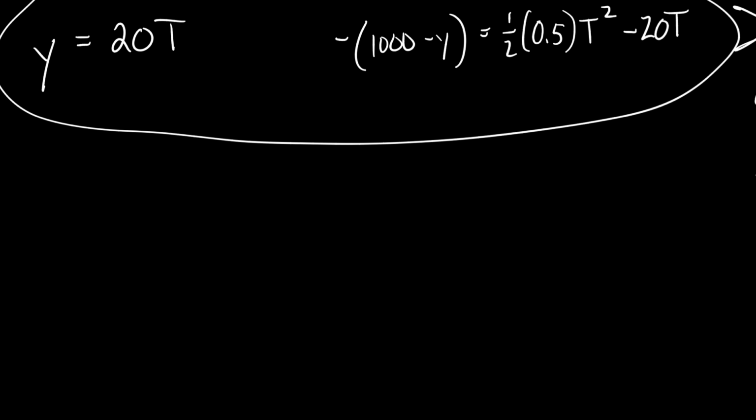Do you guys see that? I'm going to have to solve a quadratic either way. I think it might be easier to solve this for t first. But there's no right or wrong way to do this. Do whatever you want to do to eliminate one of the variables.